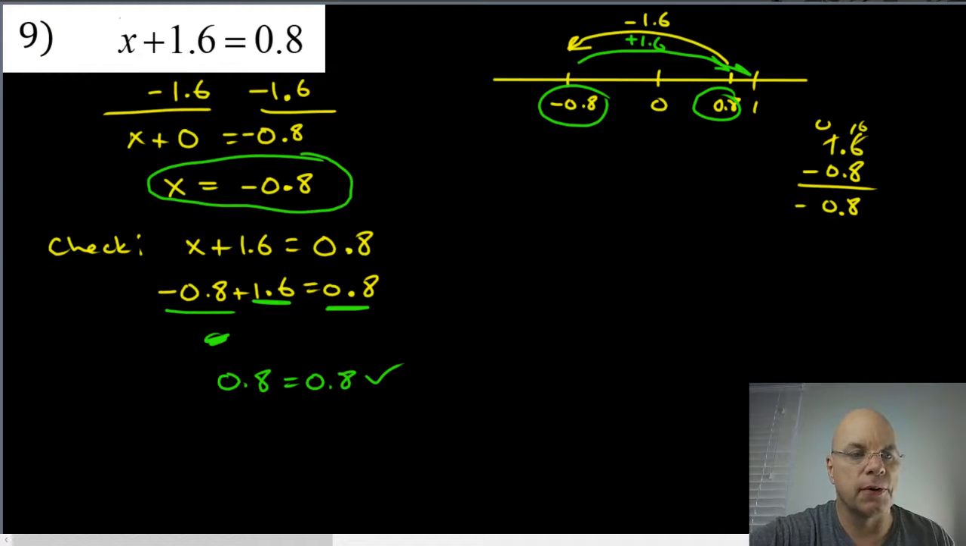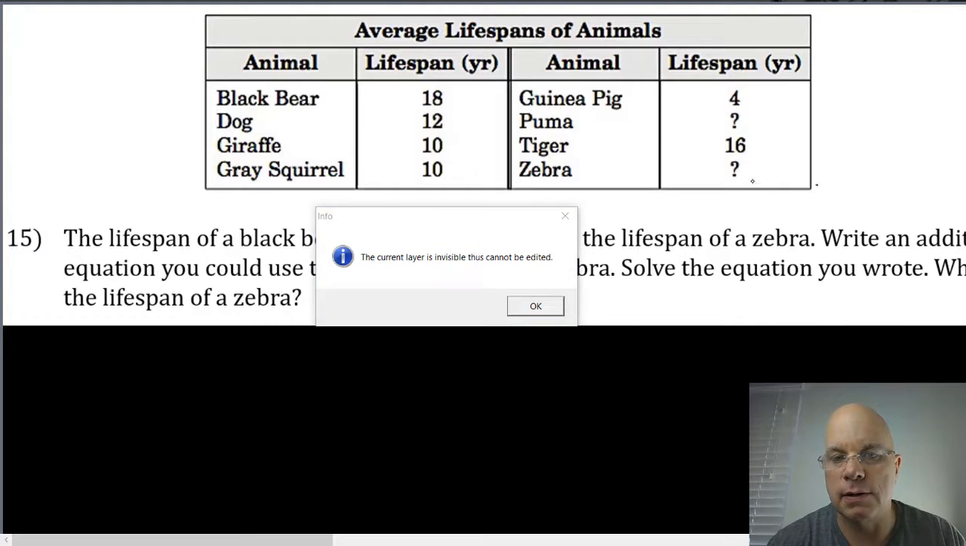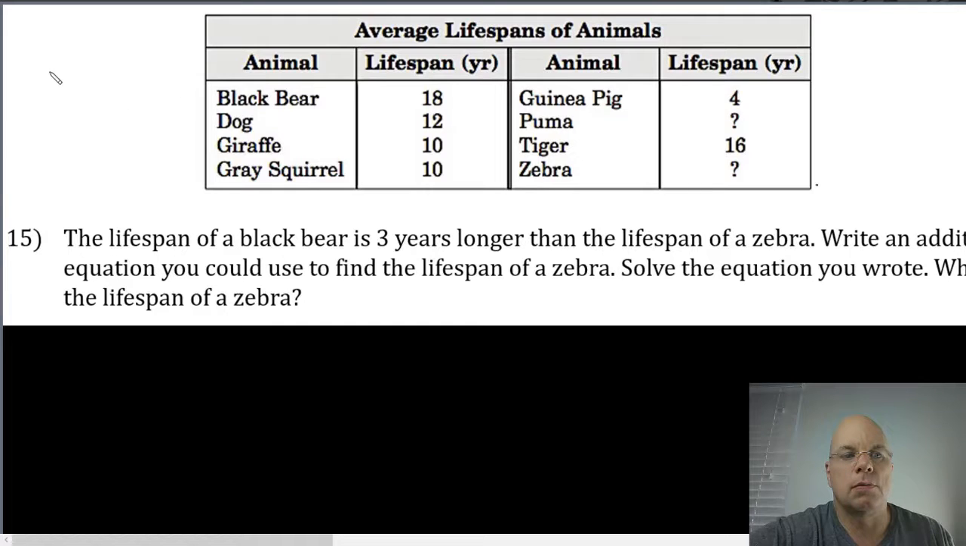I also want to do problem number 15 with you, the word problem. It says the lifespan of a black bear is 3 years longer than the lifespan of a zebra. The problem is we're not given the lifespan of a zebra, so I'm going to represent the lifespan of a zebra with the variable z. So the lifespan of the black bear is 3 years longer than the lifespan of a zebra.